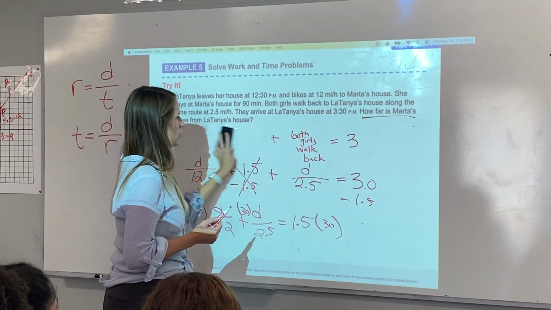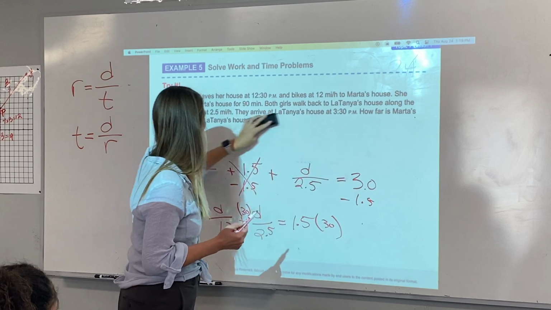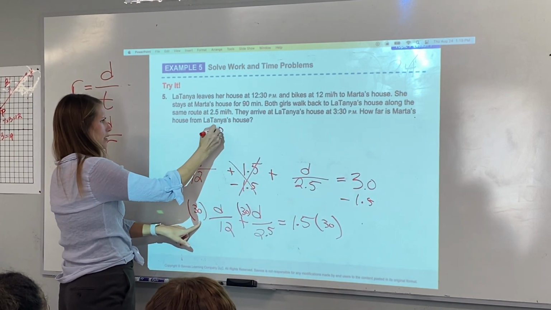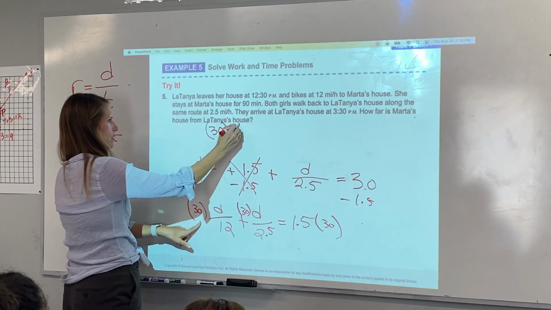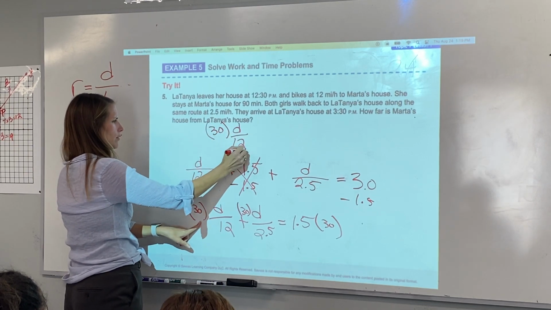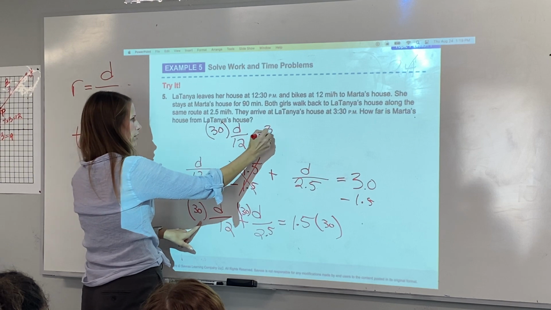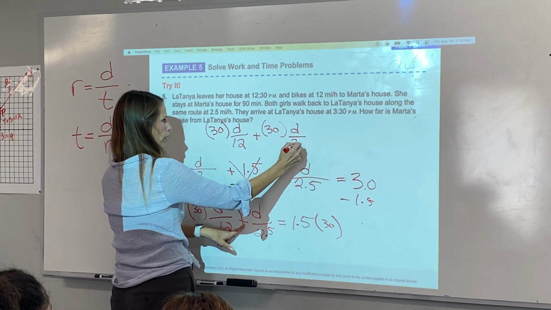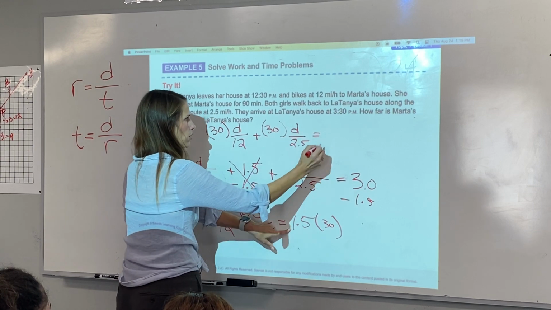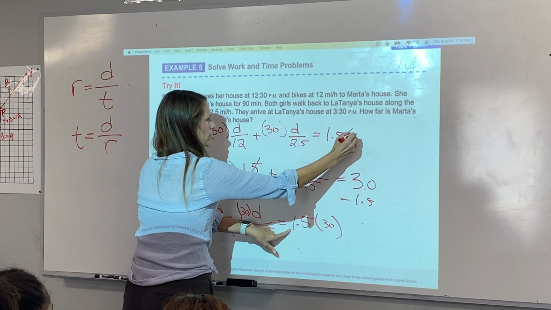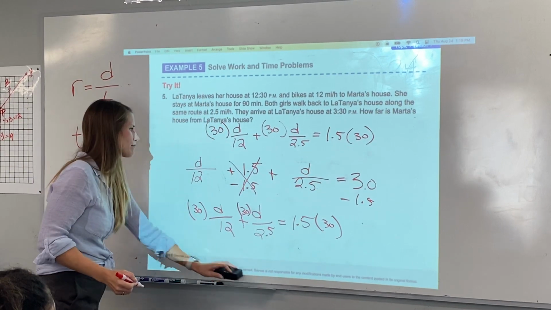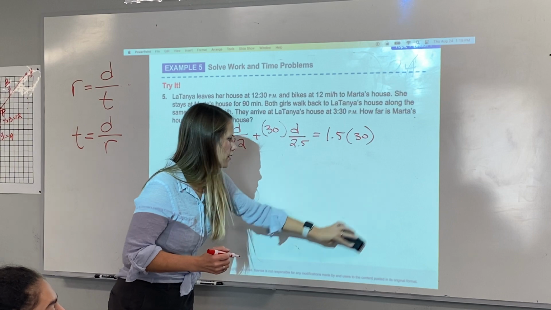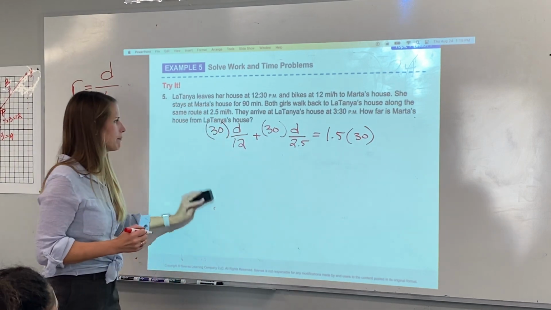I'm just gonna erase this just so I can have some room up here, okay? So I'm gonna rewrite this up here. I've got my 30 times d over 12 plus 30 times d over 2.5 equals 1.5 times 30. I'm just rewriting it so that I have more space.